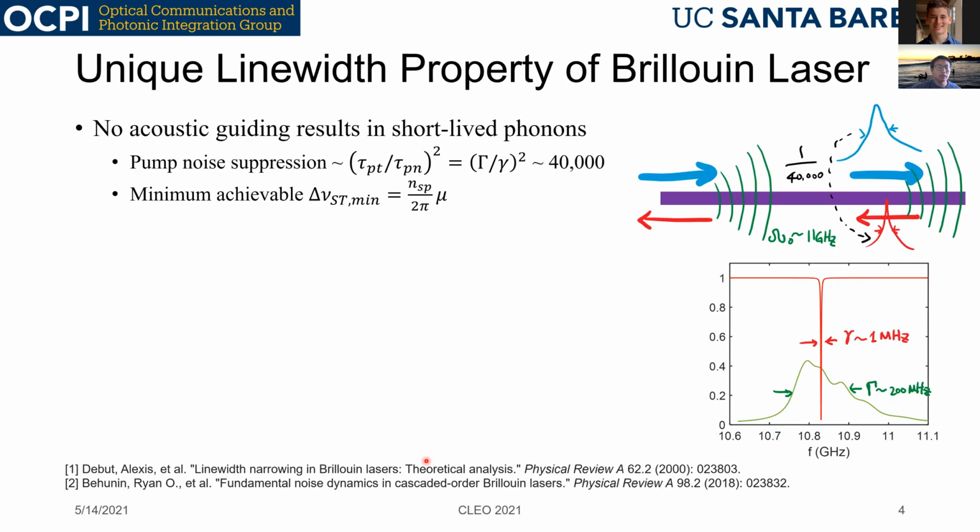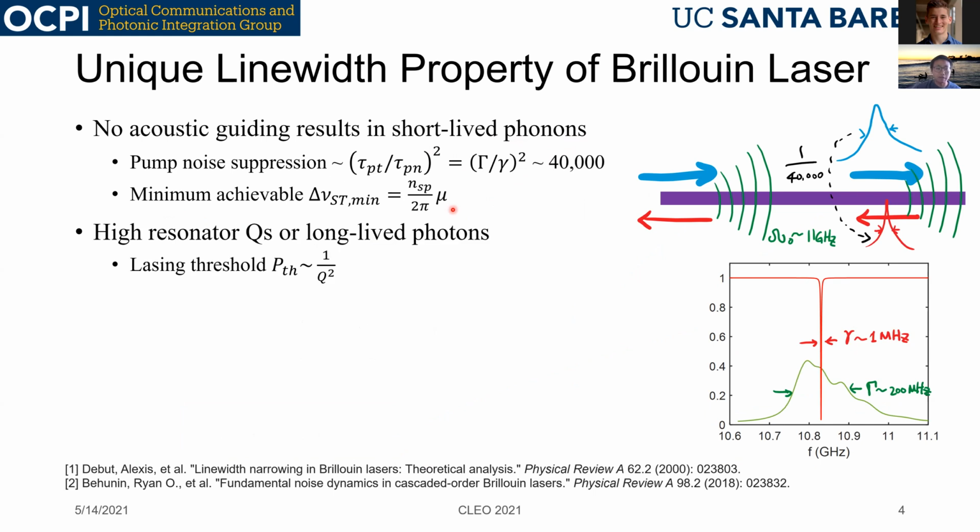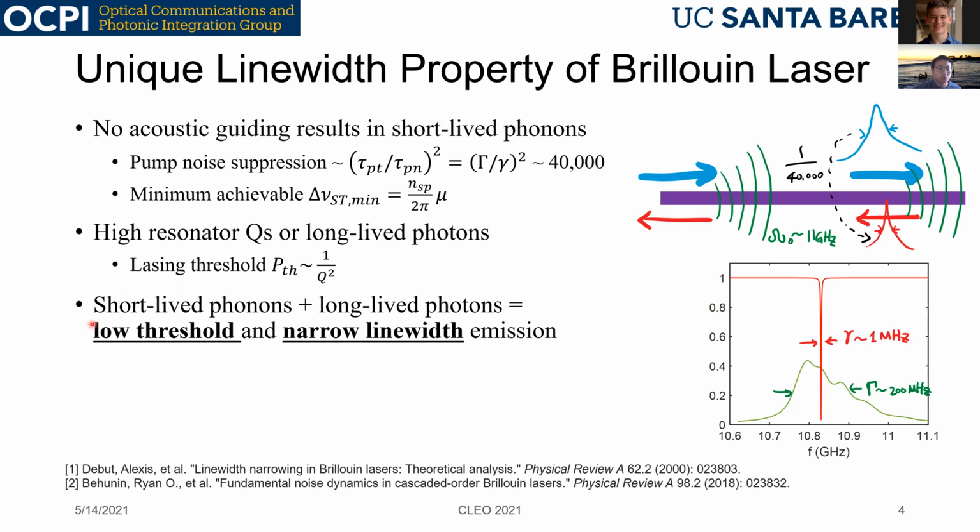So let's go back to the two benefits provided by the short phonon lifetime. Short phonon lifetime means a weak gain and a narrow line width, but that actually means a large threshold, because lower gain, large threshold. So in order to make that compensation, we need to make the resonator Q, or the resonator line width, as narrow as possible, so that we can have a lasing threshold that is not too high. So in a word, short-lived phonons plus long-lived photons give us a low threshold narrow line width Brillouin laser emission.